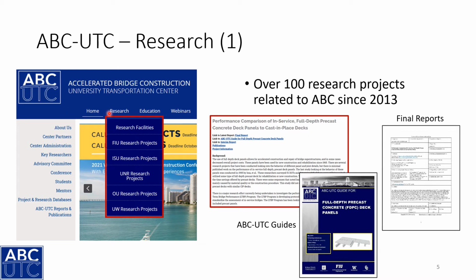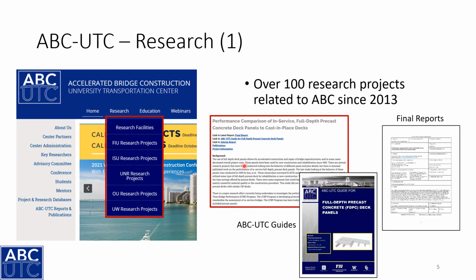If you go to the research drop-down menu, you'll get several different options here. And our research projects are compiled based on the lead university for that research project. So we have FIU, Iowa State, University of Nevada, Reno, University of Oklahoma, and University of Washington. All the research projects summarized there. To date, there have been over 100 research projects related to ABC conducted under the ABC-UTC.